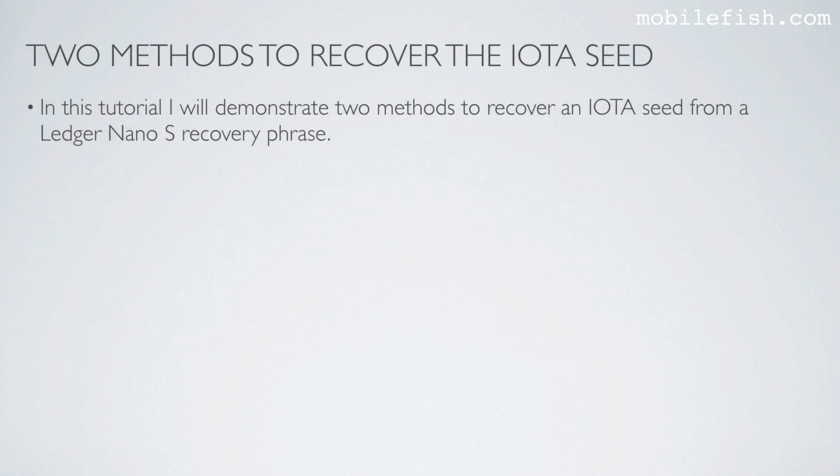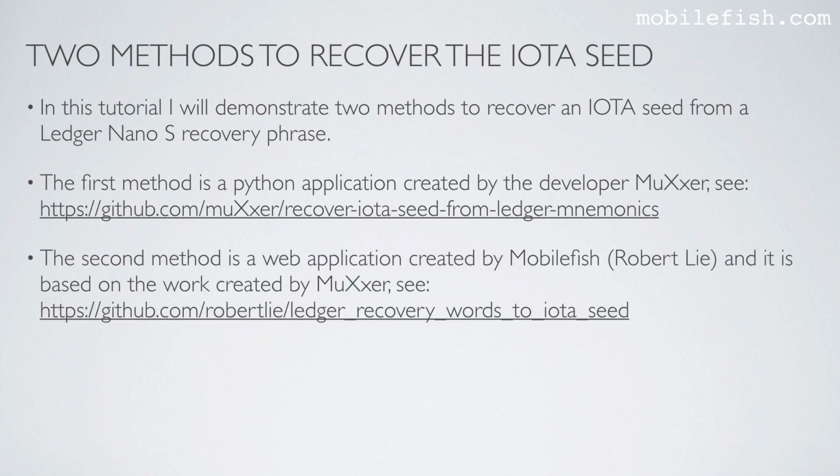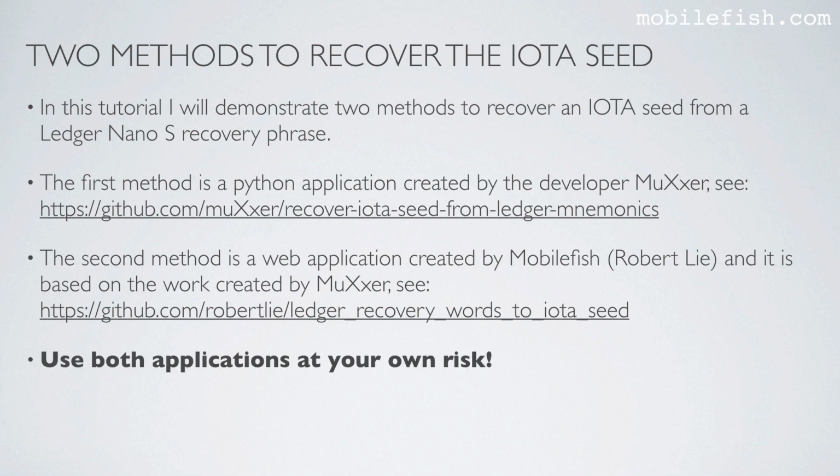In this tutorial, I will demonstrate two methods to recover an IOTA seed from a Ledger Nano S recovery phrase. The first method is a Python application created by the developer Moxer. See this GitHub page. The second method is a web application created by Mobilefish, that's me, and it is based on the work created by Moxer. See this GitHub page. Use both applications at your own risk.